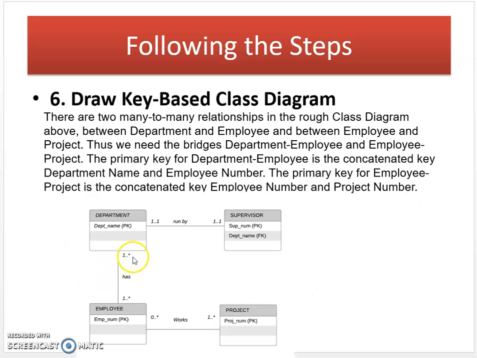We cannot have this relationship in our database. Therefore, we need a bridging or composite class between department and employee. The best way is to create a class which will combine both names, department and employee. The same applies for employee and project. Let's have a bridge which will combine both class names, employee and project.